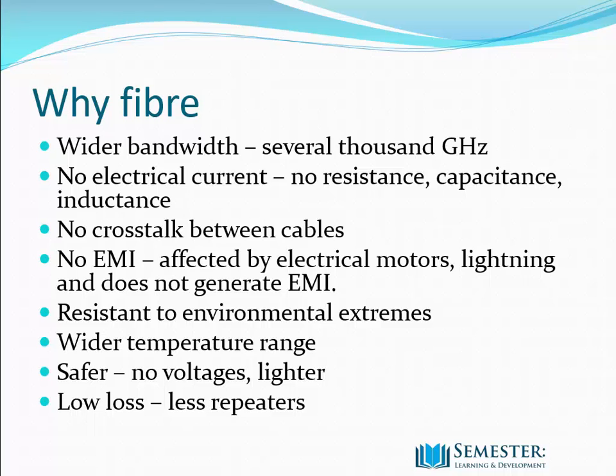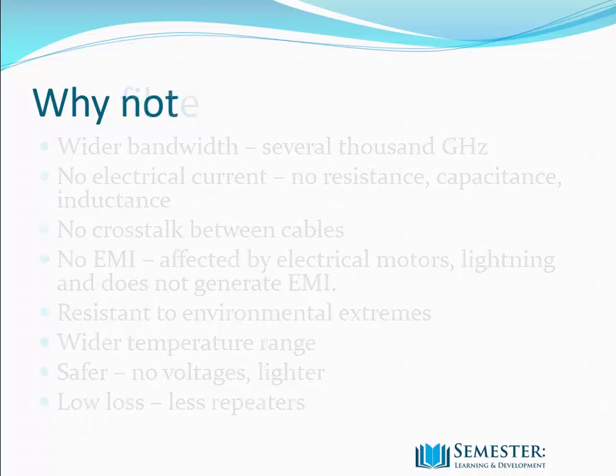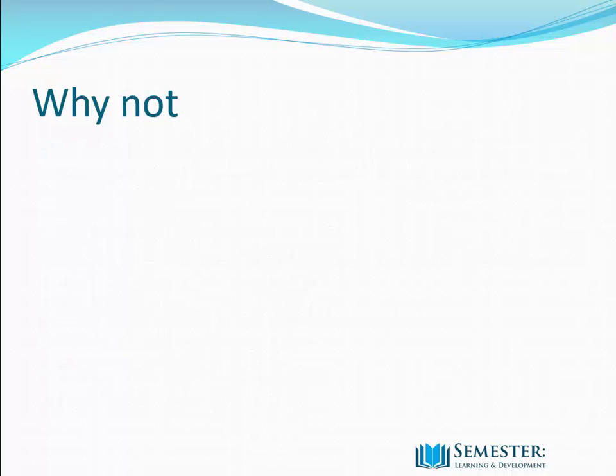But there are also a few reasons why not to use fibre. So there are some downsides, which is why we don't currently all have fibre at the home. Well, for one, the interfaces between the transmitting device and the fibre are very expensive. We have to use lasers, or LEDs, and light-dependent resistors.